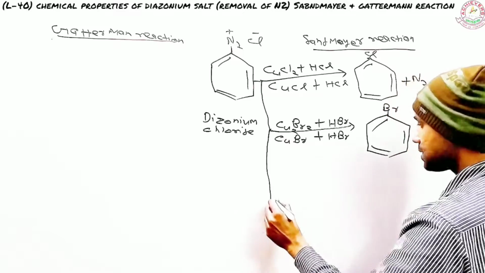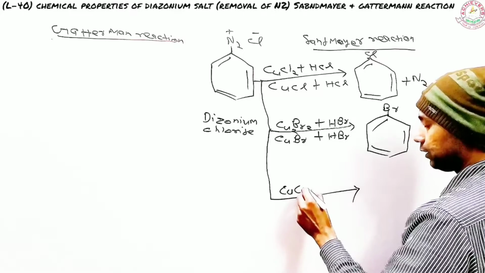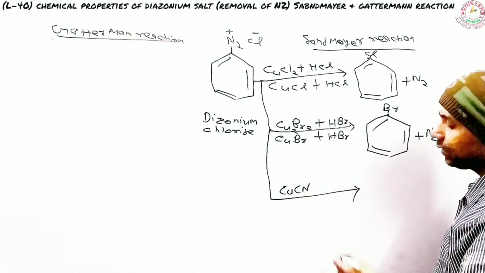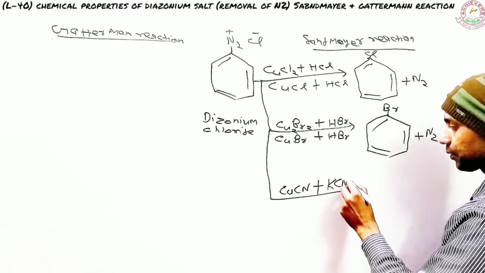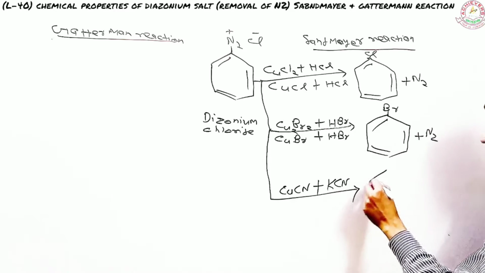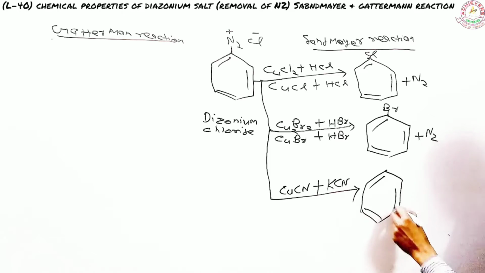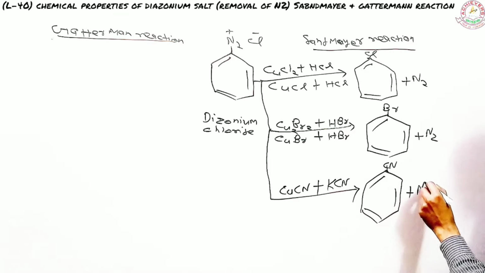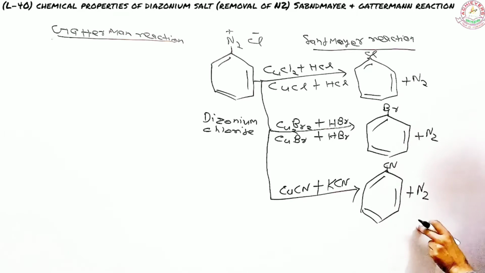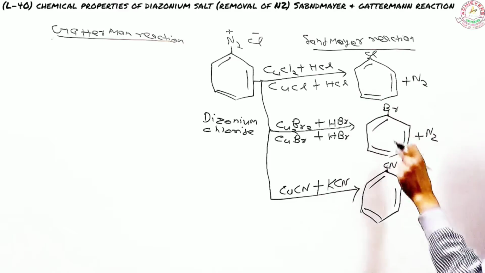And if you do the same reaction using copper cyanide, and along with that you also take KCN, potassium cyanide, you will get cyanobenzene. This is your benzene here, and you will get your cyanide right here. Like I said earlier, all these reactions have one thing in common: they involve releasing nitrogen gas. These are the methods of producing chlorobenzene, bromobenzene and cyanobenzene.